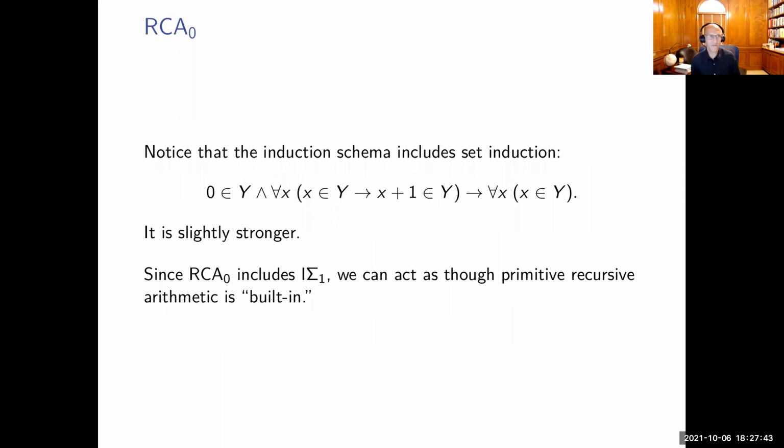And notice that when I say you have induction for sigma 1 formulas, that includes a principle of induction just for sets. For every set Y, if 0 is in Y and Y is closed under successor, then everything is in Y. But because we've weakened set comprehension, saying that you have induction for sigma 1 formulas is a little bit stronger than just taking set induction. And since RCA naught includes I sigma 1, and I've told you that I sigma 1 interprets primitive recursive arithmetic, it's also convenient to think of RCA naught as including primitive recursive arithmetic.